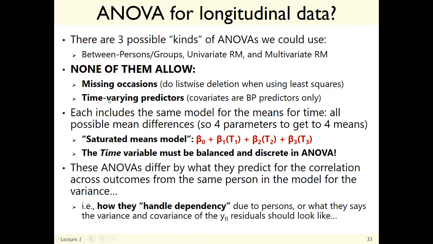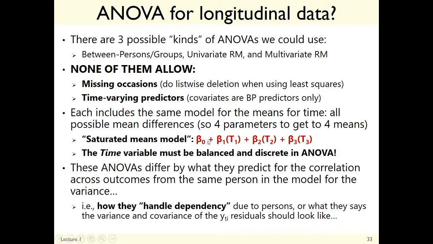ANOVAs that are repeated measures do not allow time-varying predictors. Whatever continuous covariates that you have are between person variables only, level 2 only. So if you have a time-varying predictor, that's another reason to set up your ANOVA model as a multi-level model instead, even though functionally you can still think of it as an ANOVA.